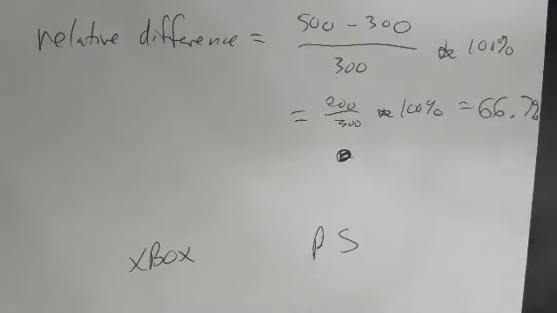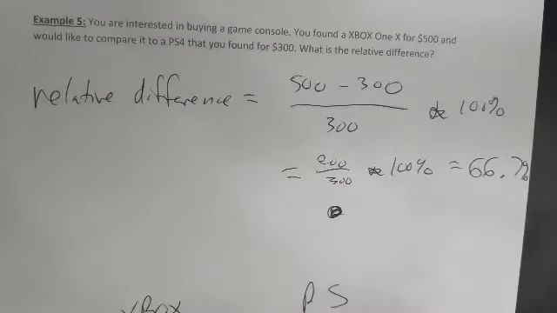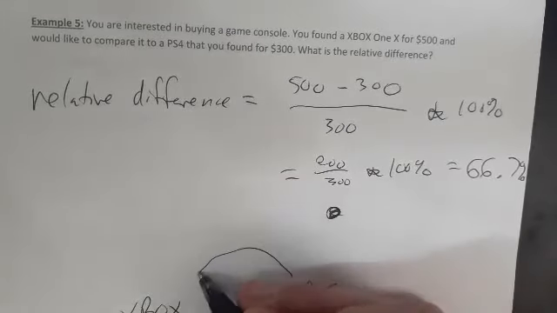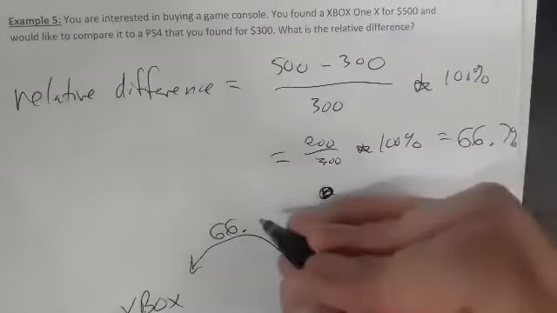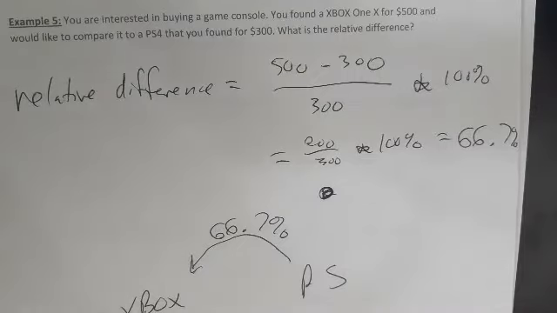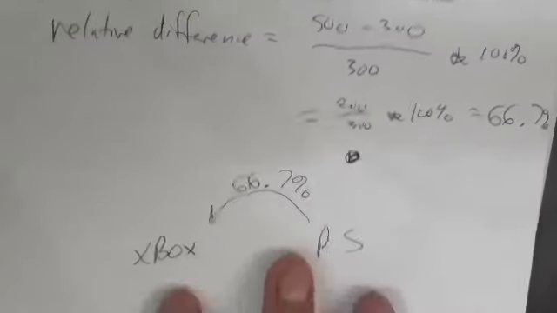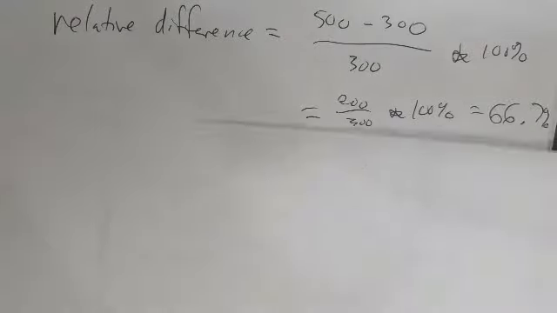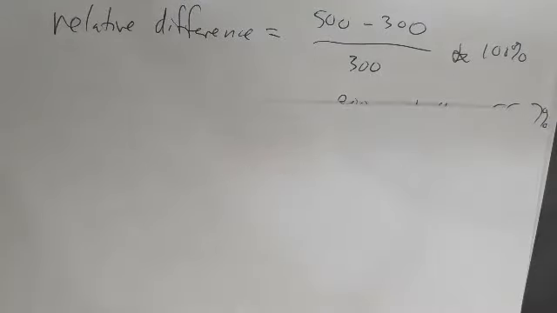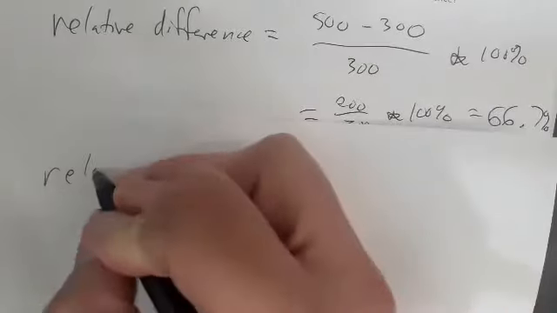So I want to think about these two things. And the $300 was the PlayStation. So this is saying that the Xbox is 66.7% more than the PlayStation. Now I did it this way, and I kind of said it really quick right before I started working this problem, but I can think about it the other way.